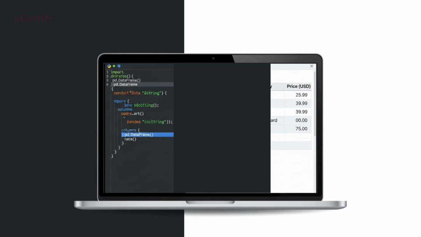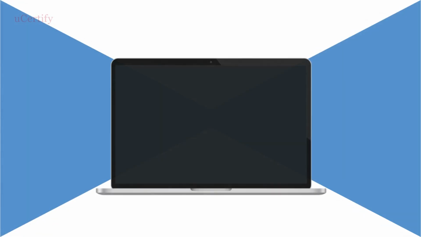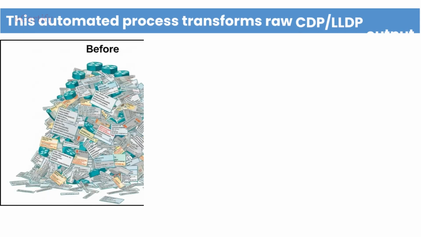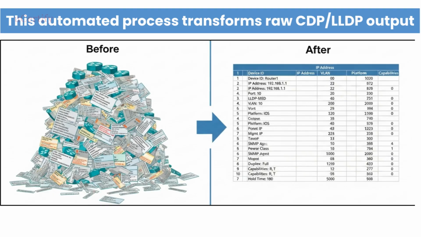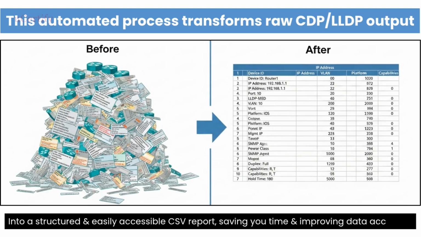Organize the extracted data into a structured format, such as a list of dictionaries or a pandas DataFrame, for easy manipulation and reporting. Finally, generate a CSV report from the structured data, providing a clear and up-to-date network inventory for documentation and analysis. This automated process transforms raw CDP/LLDP output into a structured and easily accessible CSV report, saving you time and improving data accuracy.